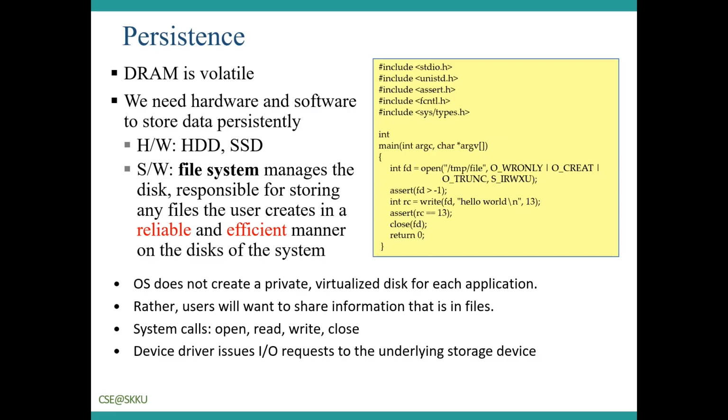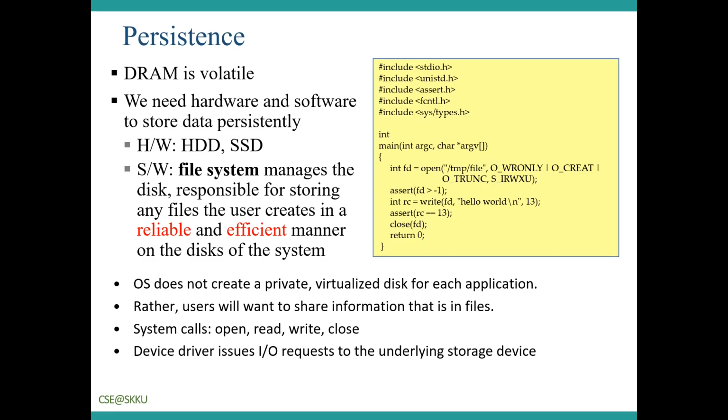On the software side, the operating system has a component called the file system, which is in charge of managing the disk. Its job is to make sure your files get saved to disk in a way that's both reliable and efficient, so that when you come back later, your data is still there and intact.